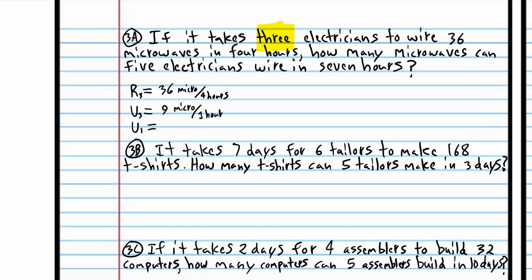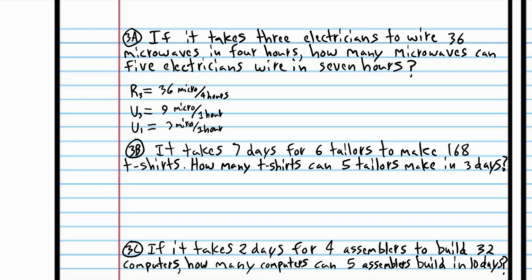So we want to figure out how many microwaves one electrician can wire. So obviously you just take 9 and divide it by 3. So that would be 3. One electrician can wire 3 microwaves in 1 hour. All right, so now that we have that information, the hard part is really over. The rest is going to be really easy.